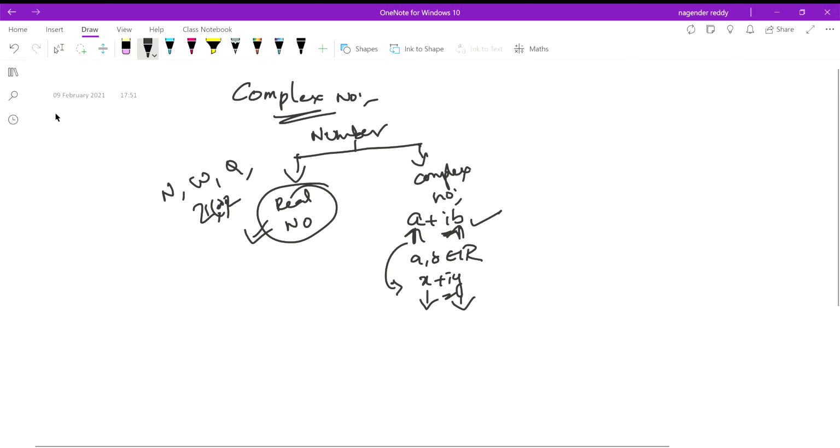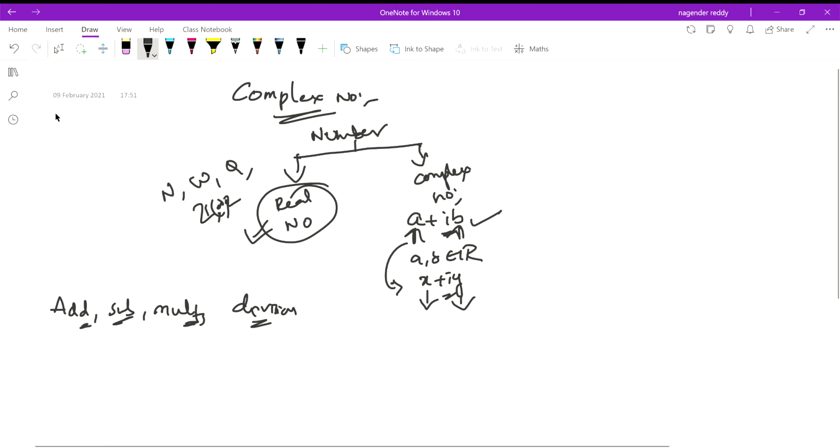Let me go with the addition, subtraction, multiplication and division of complex numbers. What we are going to discuss now: addition and subtraction, multiplication, and division of the complex number. So let us discuss addition of complex numbers.